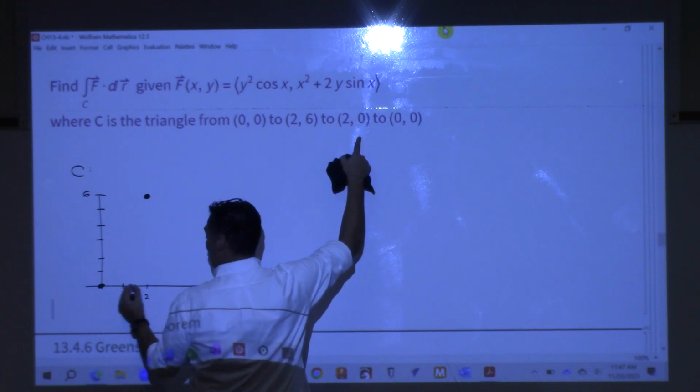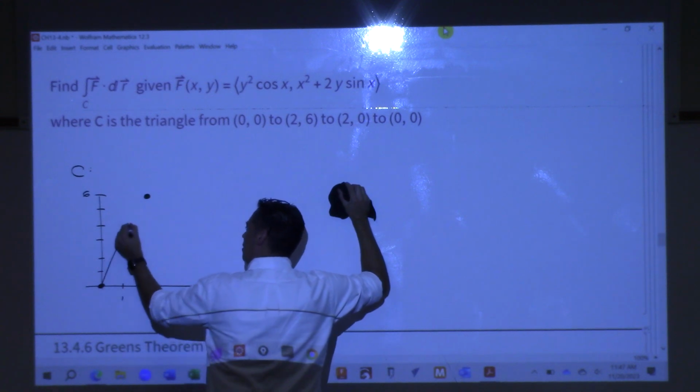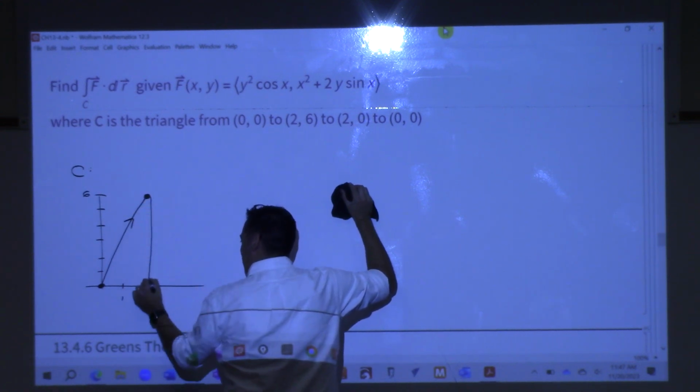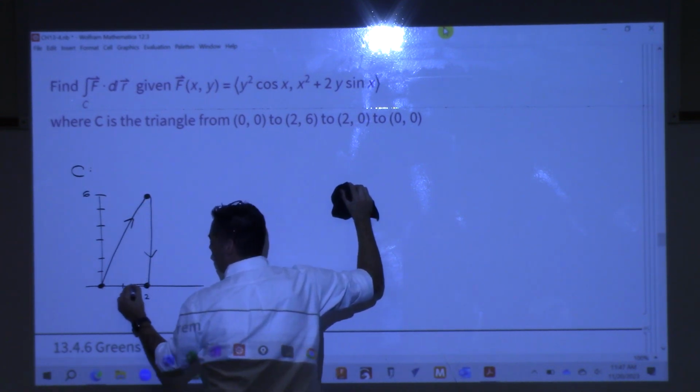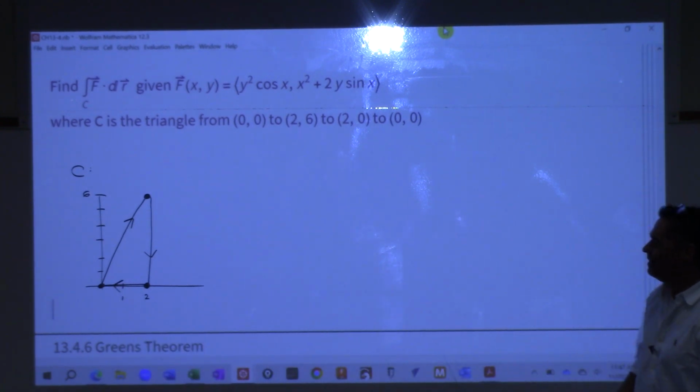(2, 0) is here, right? And back to (0, 0). So we're going from here to here, back down to here, and then back over here. All right, there we go.